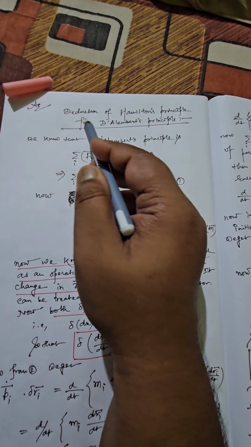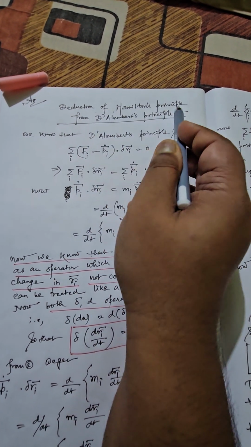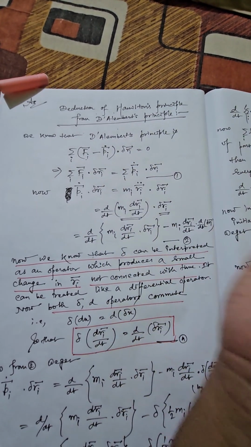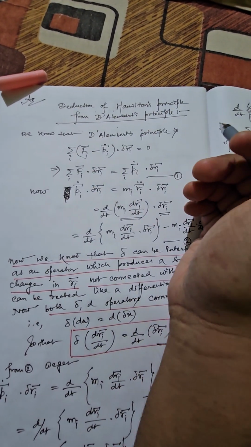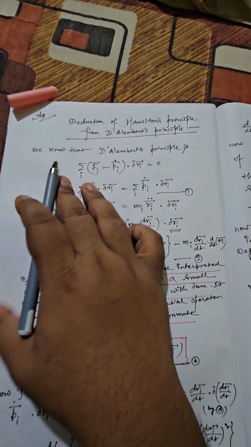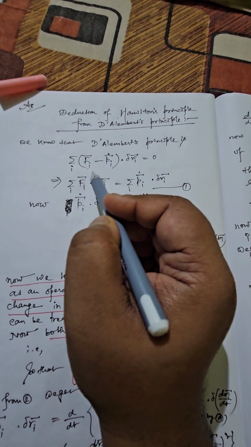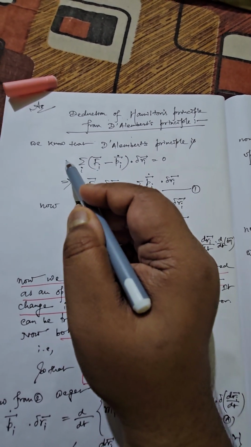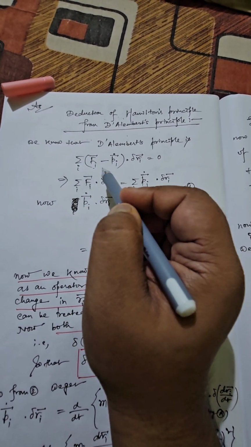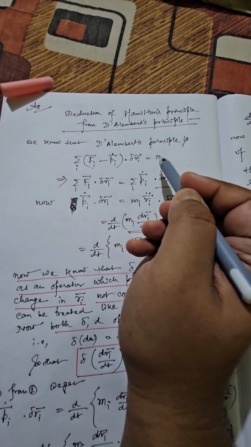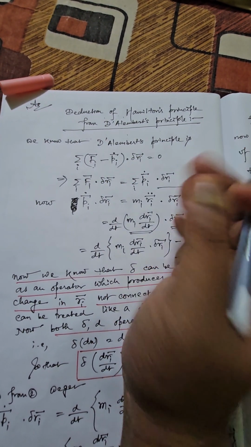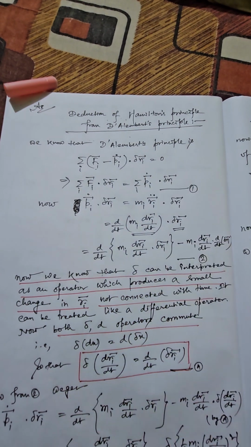In today's video, I am going to discuss the deduction of Hamilton's principle from D'Alembert's principle. This is a very important question. So we can start from D'Alembert's principle like this. Initially we all know that D'Alembert's principle can be stated like this: summation taken over (Fi minus Pi dot) del ri. Everything has its usual meaning. Obviously summation should be taken over i.